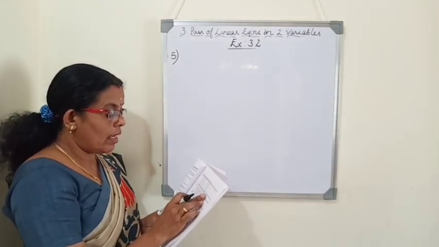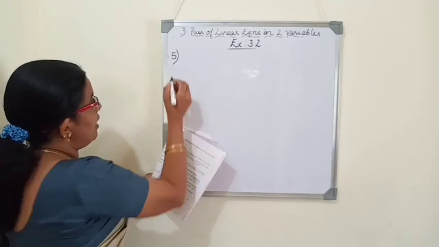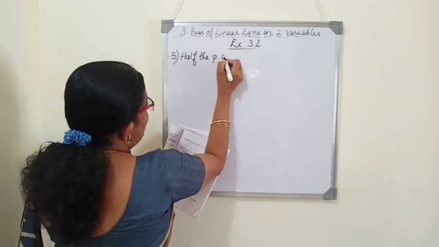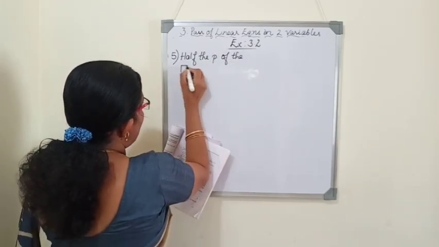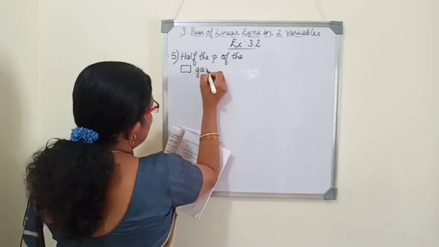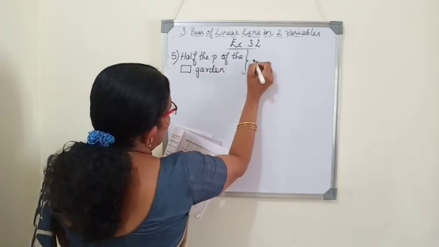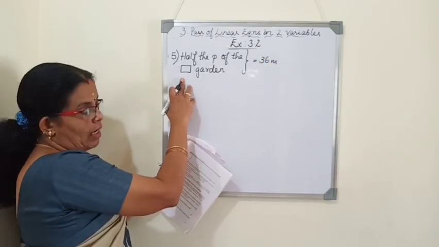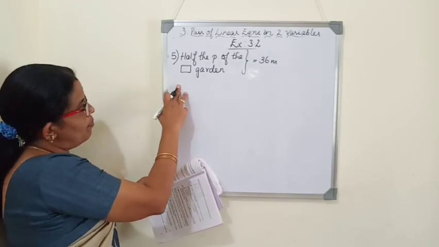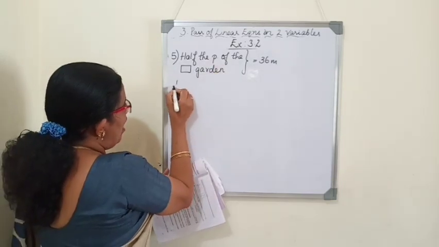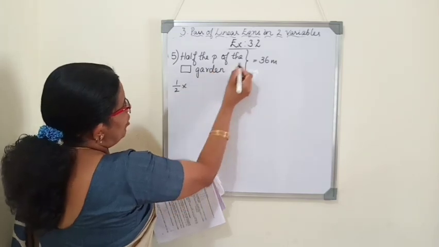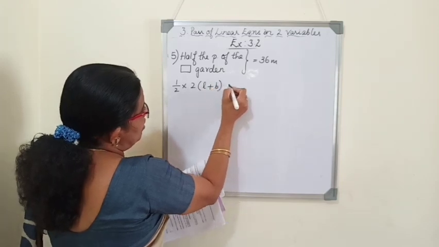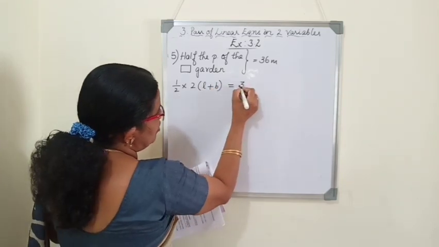They are told length and breadth, that we will see later. First we will write half the perimeter of the rectangular garden is 36 meter. So you know what is perimeter of a rectangle? 2 into L plus B. So half the perimeter means half into 2 into L plus B is equal to 36.